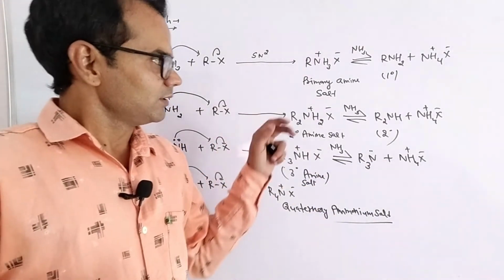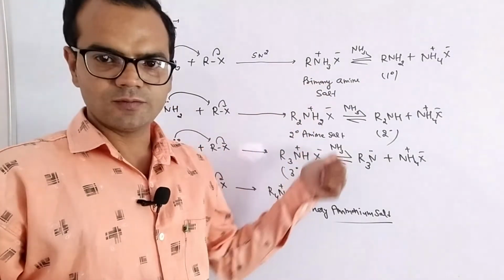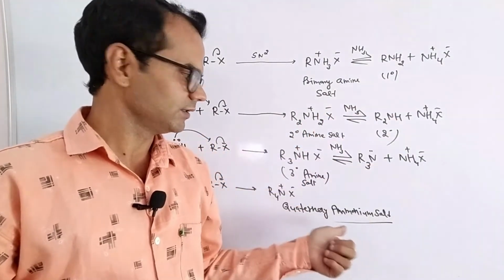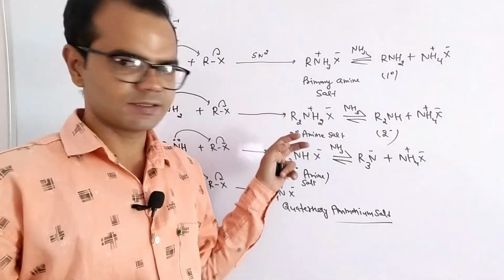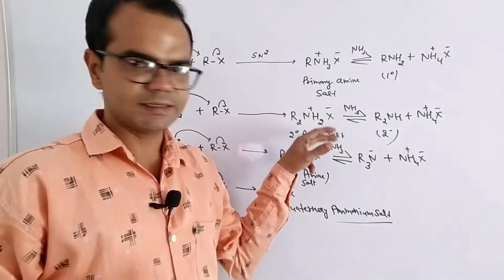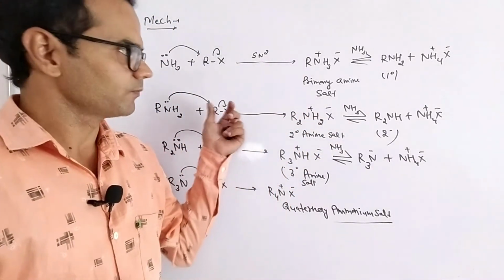But this reaction is not preferred to prepare amine. Why? Because a mixture of amines is formed and it is not easy to separate them, primary, secondary, tertiary and quaternary. So this method is not suitable to prepare amines. Second limitation, aromatic compounds can't be prepared by this method.